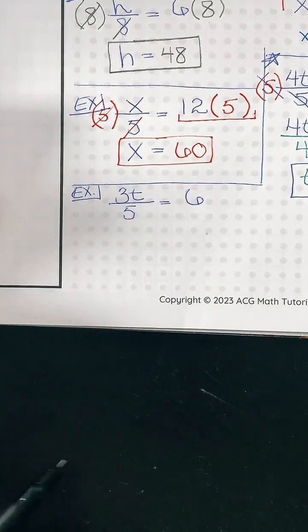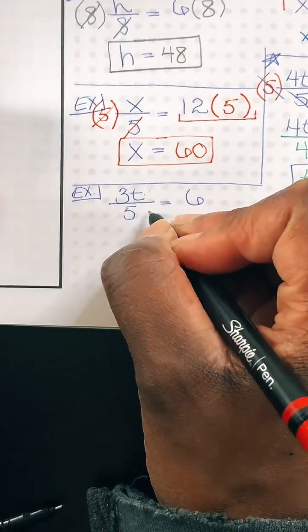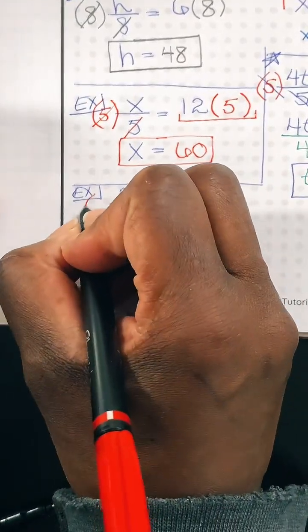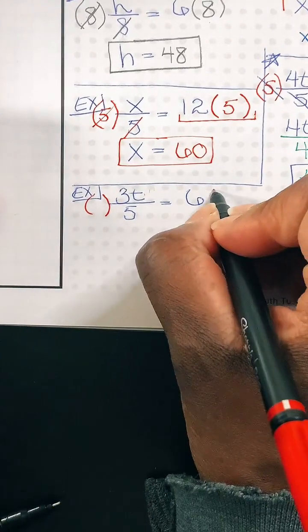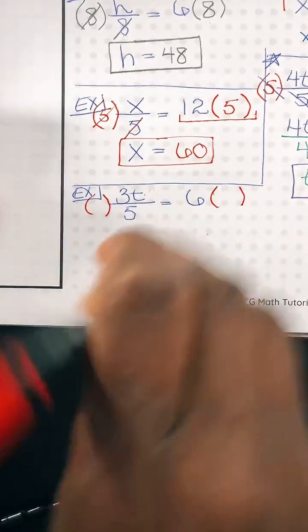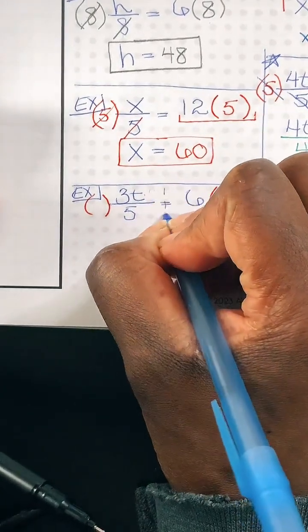Yes, Kara. We are multiplied by 5. So when you divide, the inverse of division is multiplication. Whatever you do to one side of the equal sign, you have to do to the other side. Okay? It's all about balance.